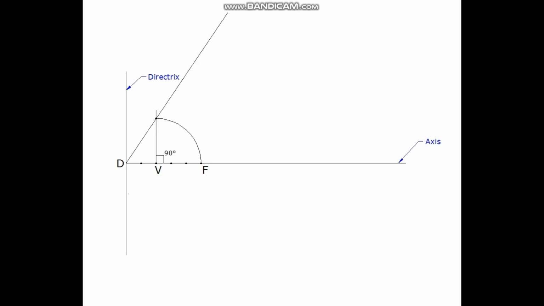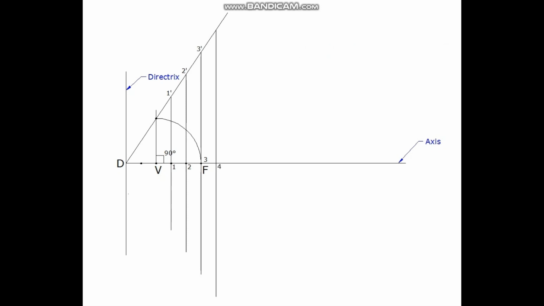3 to 4 points are marked after V and vertical lines are drawn through these points until they meet the inclined line at the top, and are marked as 1 dash, 2 dash, 3 dash and 4 dash. These lines are extended to the bottom of the axis also. Measure the distance 1, 1 dash in the compass. With point F as center, cut arcs on both sides of the same line.